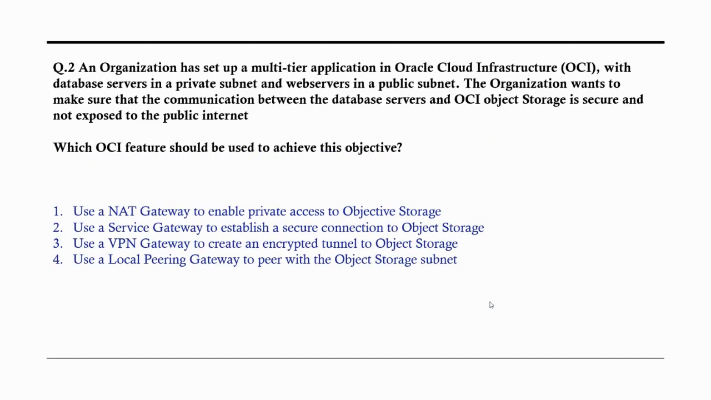Now question 2. An organization has set up a multi-tier application in Oracle Cloud Infrastructure with a database server in a private subnet and web servers in a public subnet. The organization wants to make sure that communication between the database server and OCI Object Storage is secure and not exposed to the public internet. Which OCI feature should be used to achieve this objective? You need a secure connection between the database server and OCI Object Storage. The only feature available for this is the service gateway. So out of 4, answer 2 is the correct one.